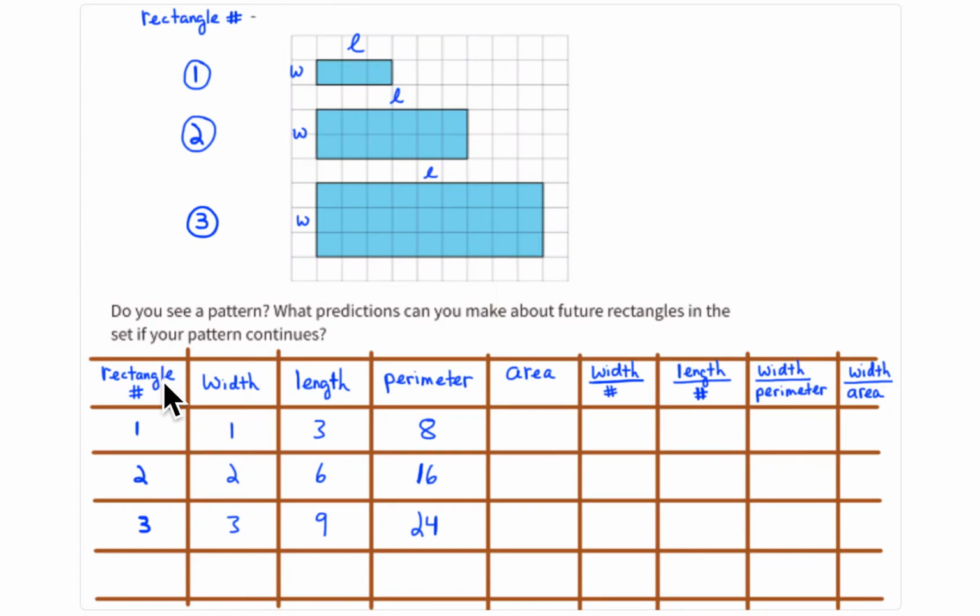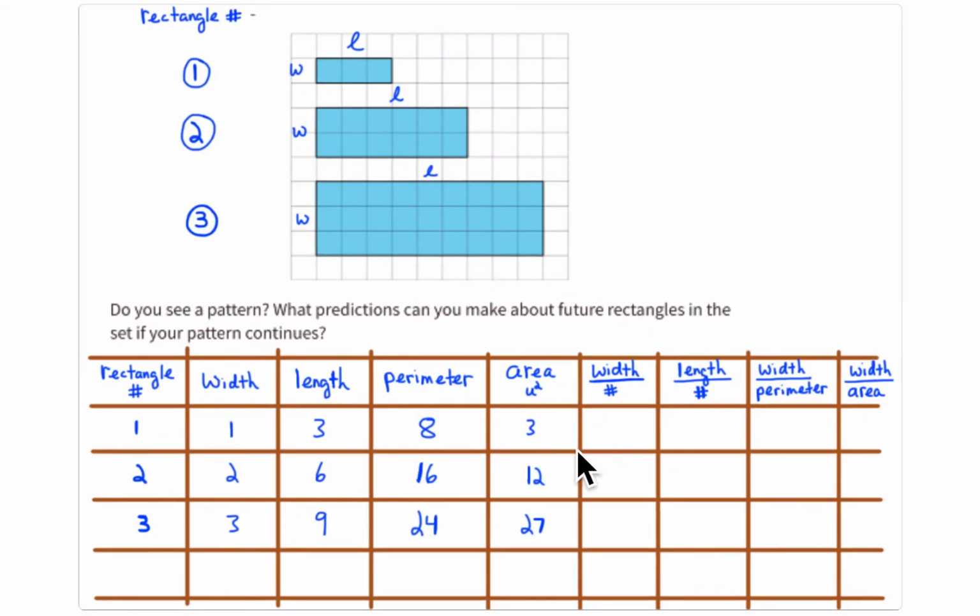And so you just look at each rectangle. So I numbered the rectangles, the width for each one of those rectangles, the length for each one of those rectangles, and the perimeter for each one of those rectangles. So now we can begin to look at the area for each of those rectangles. And that is the width times the length. So the area is the width times the length, and actually you can just count the little squares, but you can see that it's 1 times 3, or 2 times 6, or 3 times 9.